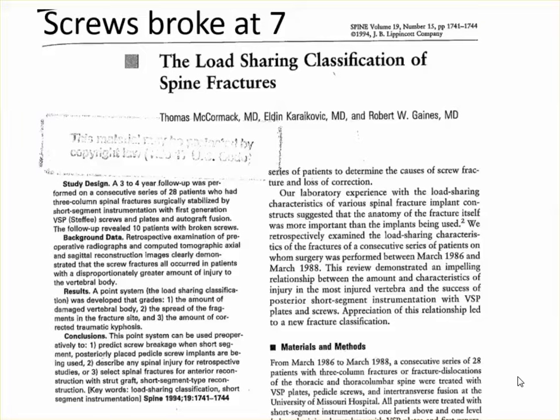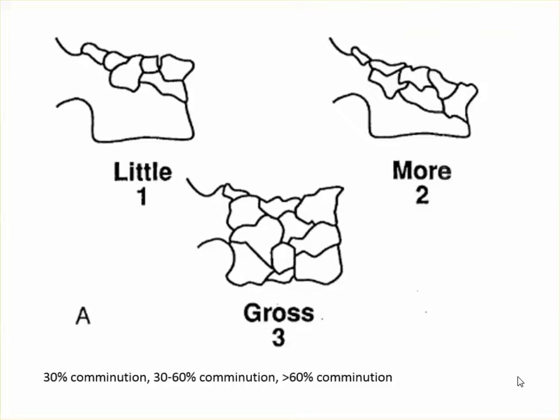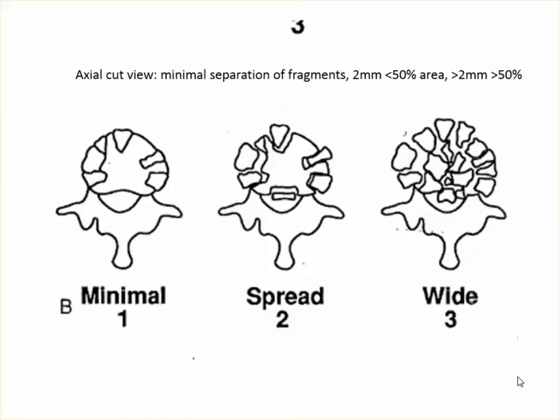Another interesting article is McCormick's article. I think it is from 1994, where he studied patients whose screws broke after burst fractures, and he made a classification that will predict a screw will break if you have a short segment construct. So he just looked at comminution. Less than 30% gets a 1, 30 to 60 gets a 2, greater than 60 gets a 3. Then distraction of the fragments on the axial cuts. Minimal separation gets a 1. 2 millimeters or less than 50% gets a 2, and greater than 2 millimeters, greater than 50% gets a 3.